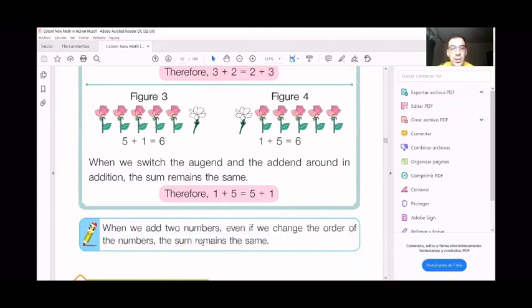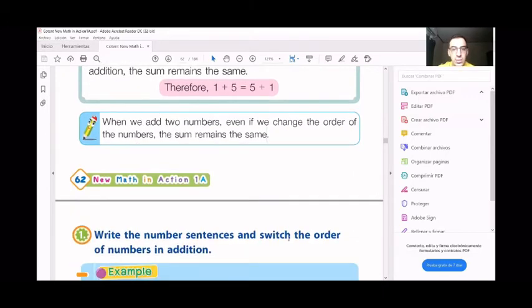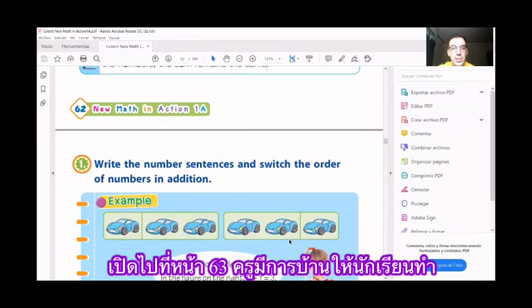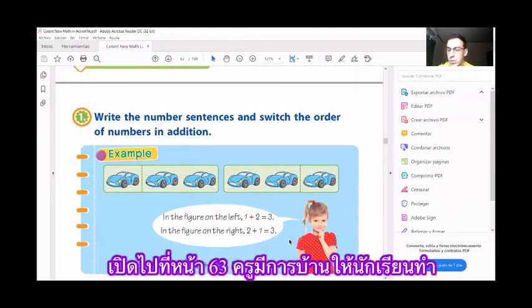Okay, here we have 2 of the words that we have learned today. The same, you remember the same. So I think it is clear. So now you can do page number 63 as homework too.